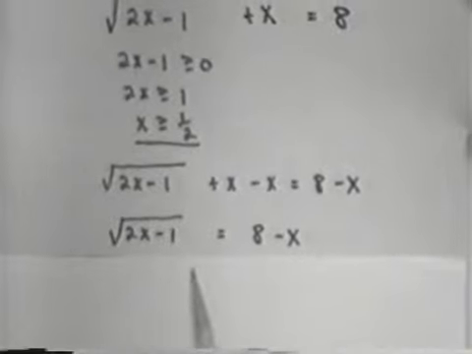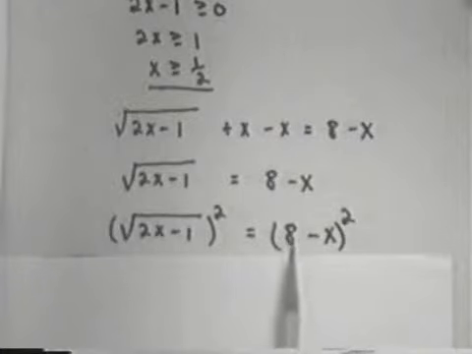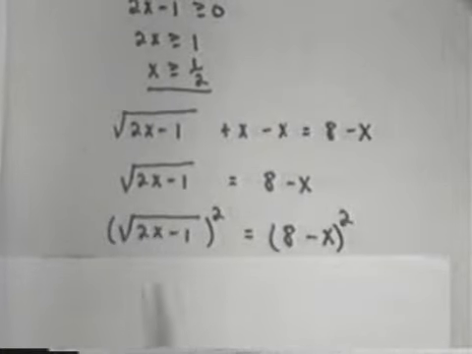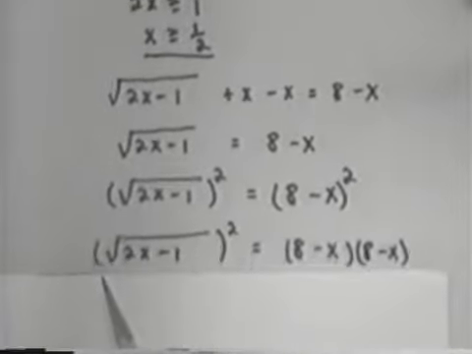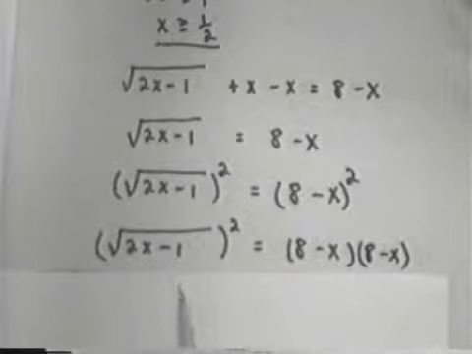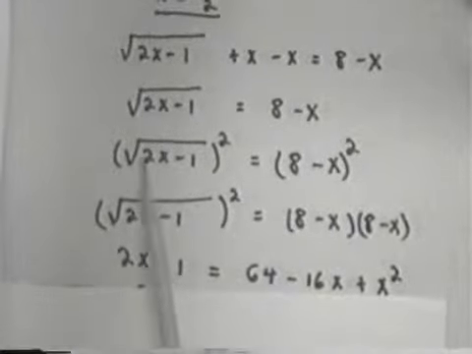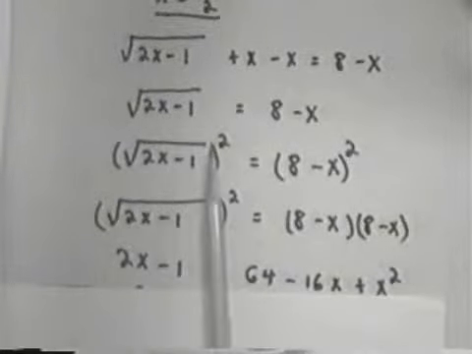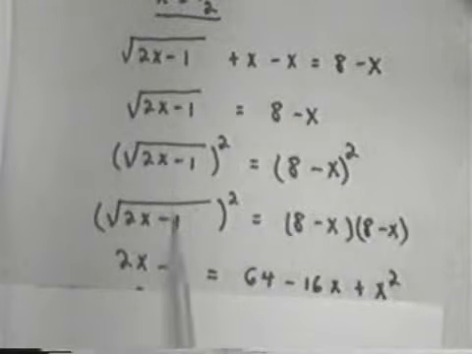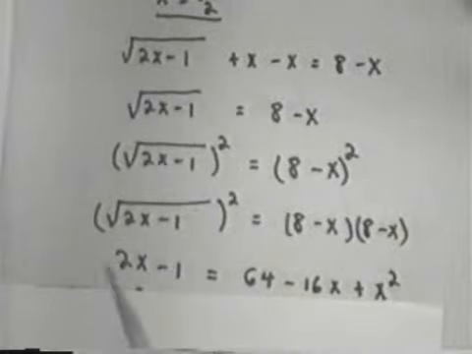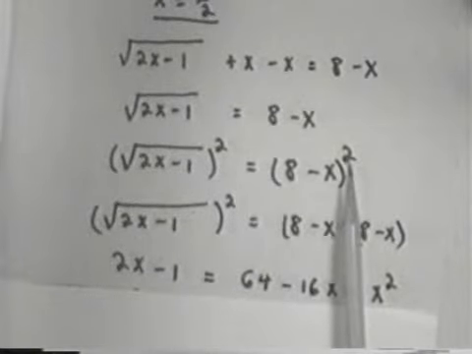Once I get the radical isolated, I need to square both sides. So I square the left member and I square the right member. The square will eliminate the square root, so on the left, I'm left with 2x minus 1. So we have the square root of 2x minus 1 squared on the left. The square will eliminate the square root on the left, so I'm simply left with 2x minus 1. Now on the right, I have 8 minus x quantity squared.